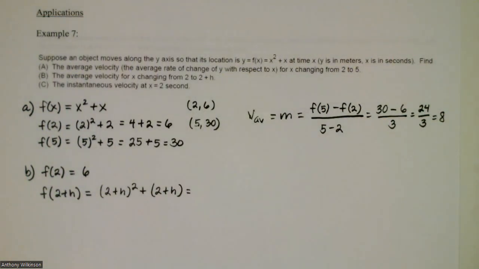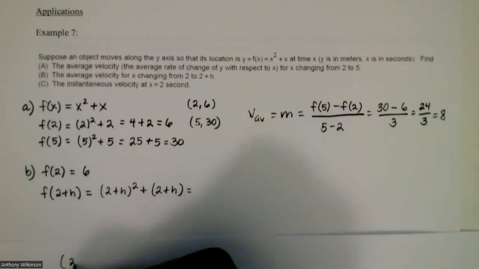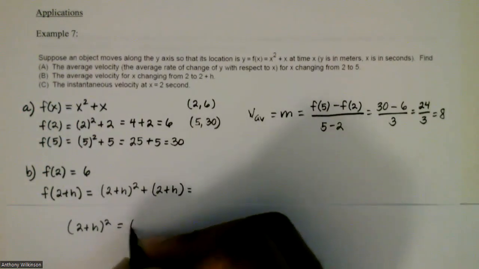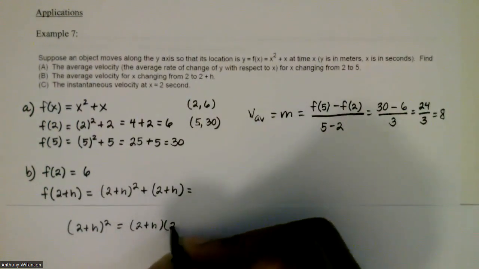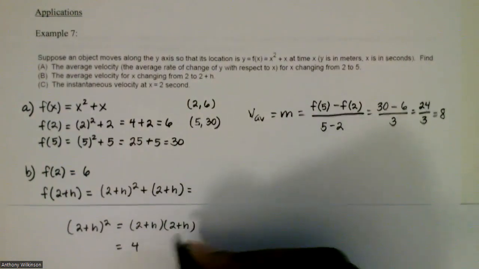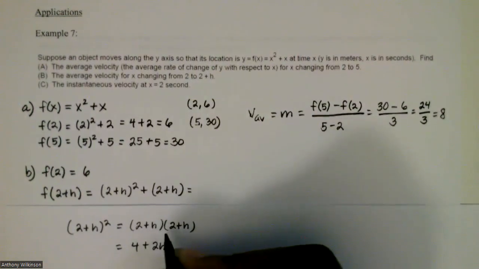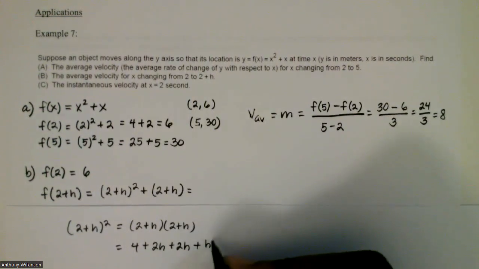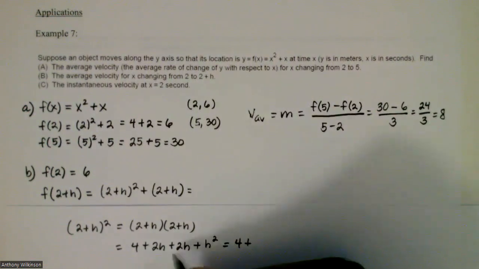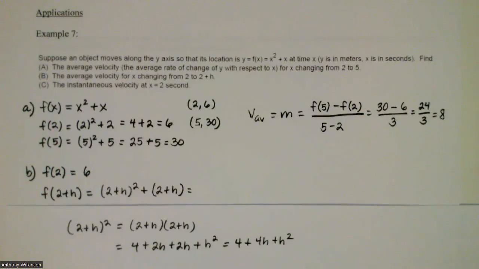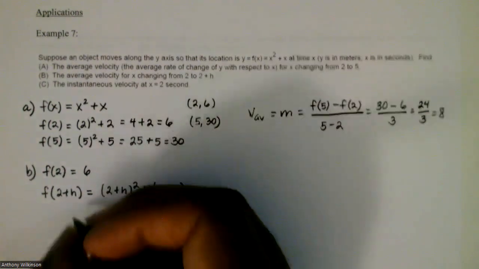Now let's use the FOIL method by multiplying 2 plus h times 2 plus h, because that's what 2 plus h quantity squared is. So 2 times 2 will be 4. 2 times h will be plus 2h. Inside, h times 2 will be plus 2h. And then plus h times h, h squared. So I have 4 plus 2h plus another 2h, which is 4h, plus h squared. That's what 2 plus h quantity squared will be.